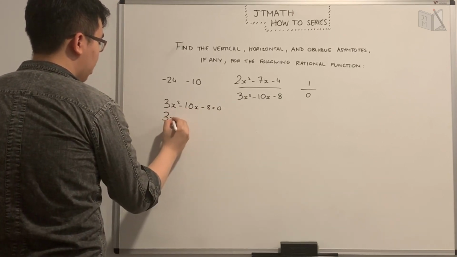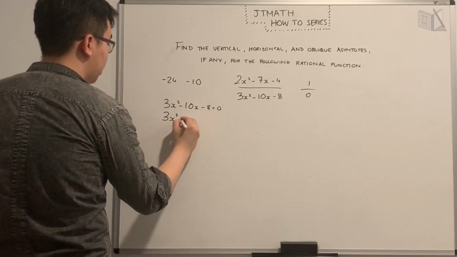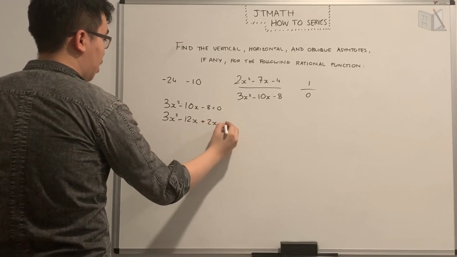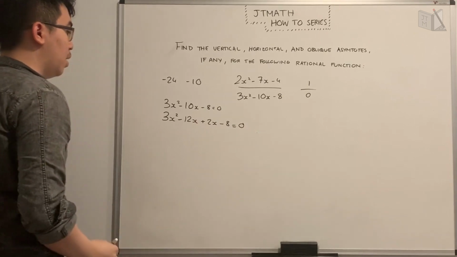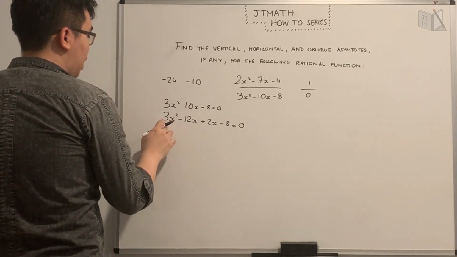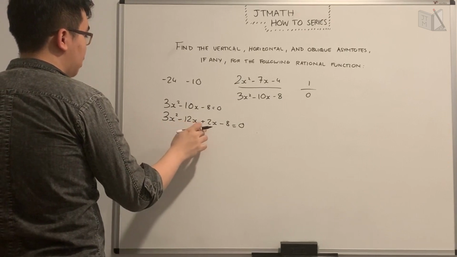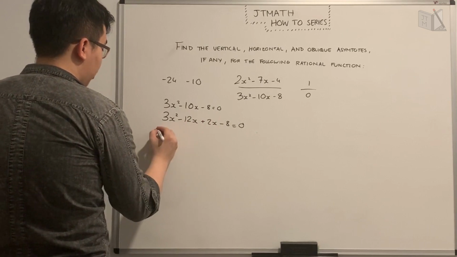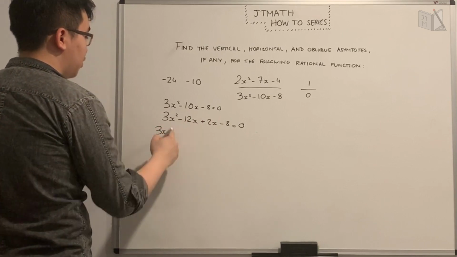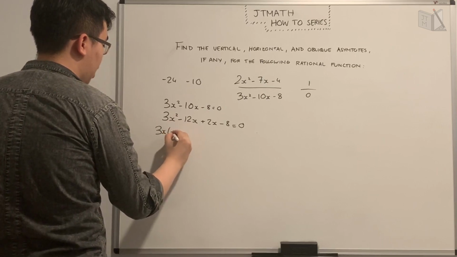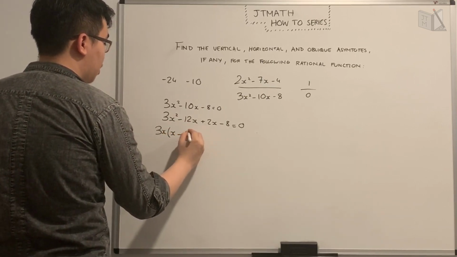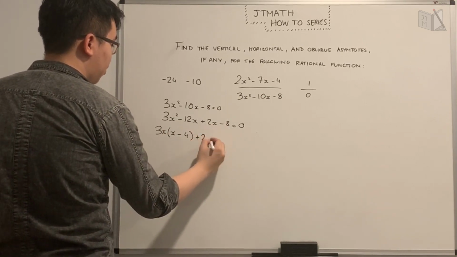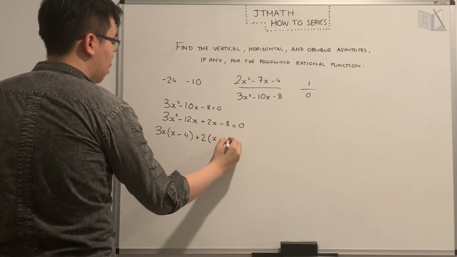Now I'm going to rewrite this equation with minus 12x and then plus 2x and minus 8 equals 0. You might notice that there are common terms which can be factored out of each of these groups. We call this factor by grouping. For example, I'm going to take the minus 3x out of these two terms, and I'm left with x minus 4. Over here I can take a 2 out of each term, so I have plus 2 and then x minus 4.